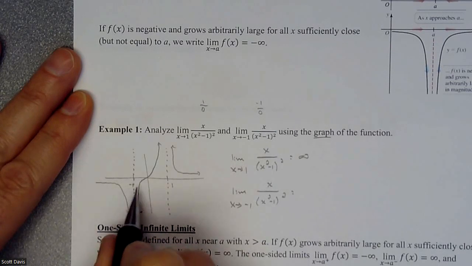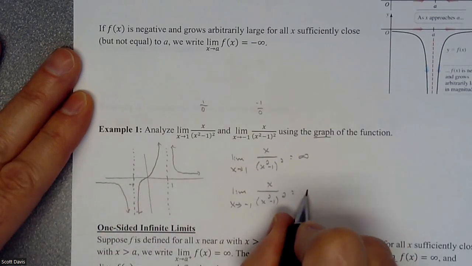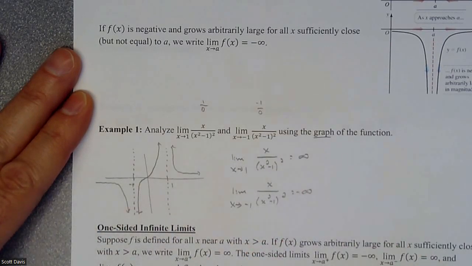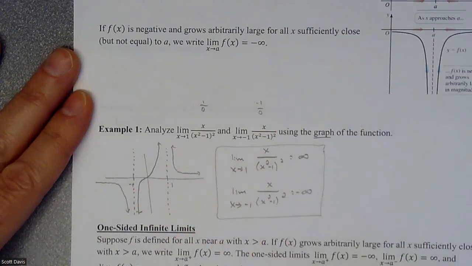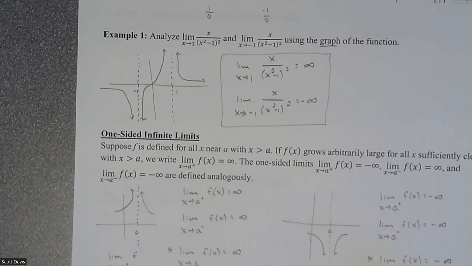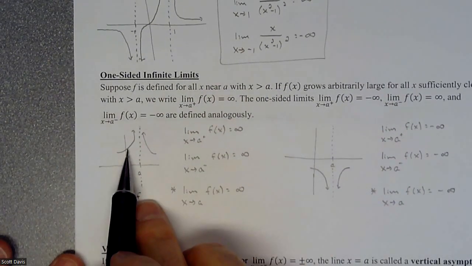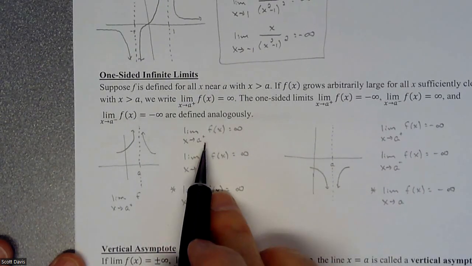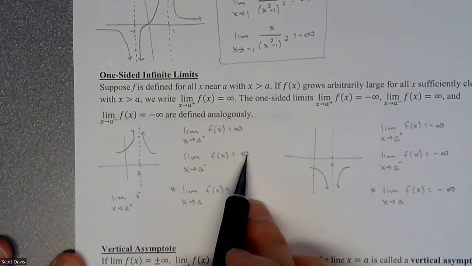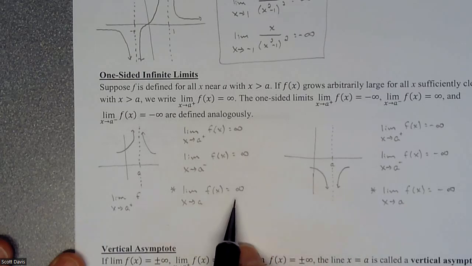And at -1, both sides are heading down, so both sides are heading to the same value, and they're both heading to negative infinity. All right, so in general, we're going to have a limit that exists if you look at the left side and you look at the right side and they both are approaching the same value. So they're both approaching infinity. The right side's approaching infinity, the left side's approaching infinity, then our overall limit is infinity.